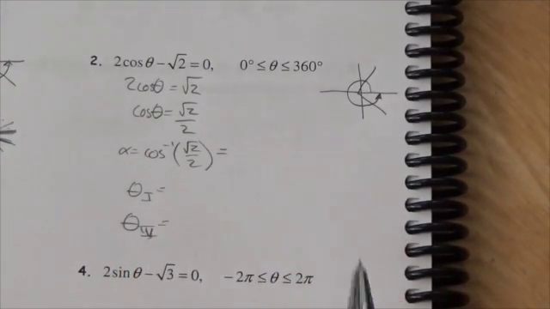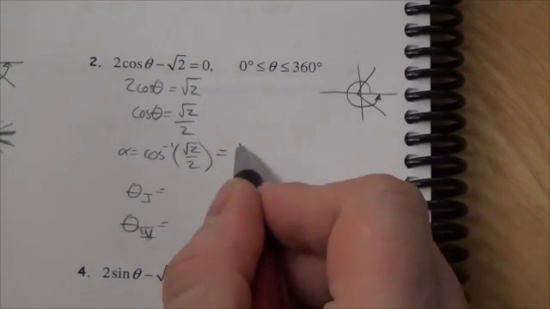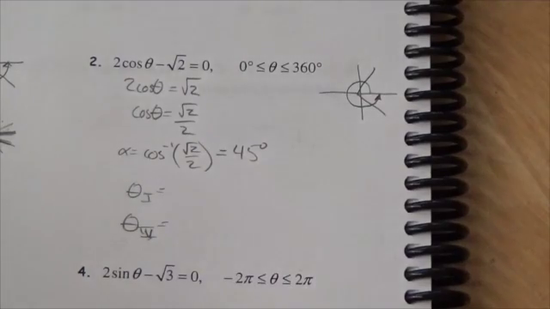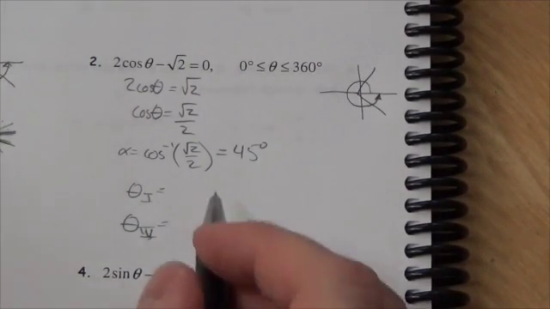And root 2 over 2. Do I recognize root 2 over 2? Yes, I do. Root 2 over 2 and cosine is going to get me 45 degrees. Okay, I remember that link there.